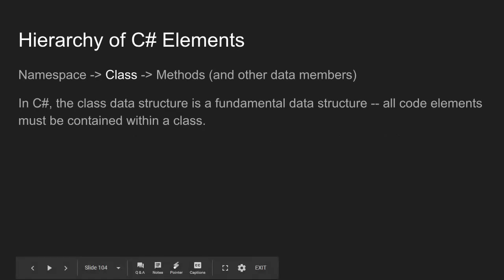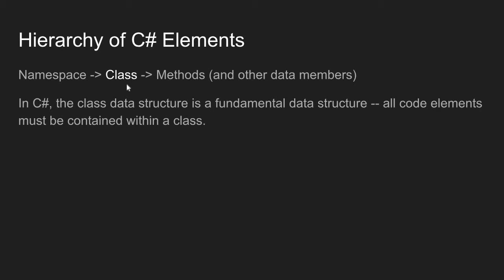If you remember your hierarchy of C# elements, we start off with a namespace. A namespace is a folder, or behaves like a folder, that contains a bunch of classes. And then classes are containers that contain methods and other data members. In C#, the class data structure is a fundamental data structure.